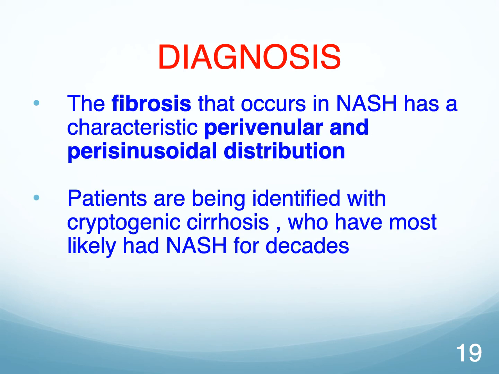The fibrosis that occurs in NASH has a characteristic perivenular and perisinusoidal distribution. Previously, as we have already mentioned, in the 1950s, when they found patients with cirrhosis, they labeled the patient as having cryptogenic cirrhosis. But in reality, if the testing that we do now were already available during that time, chances are they would be labeled as NASH already.